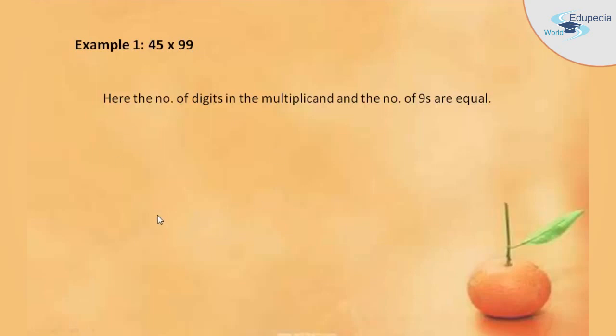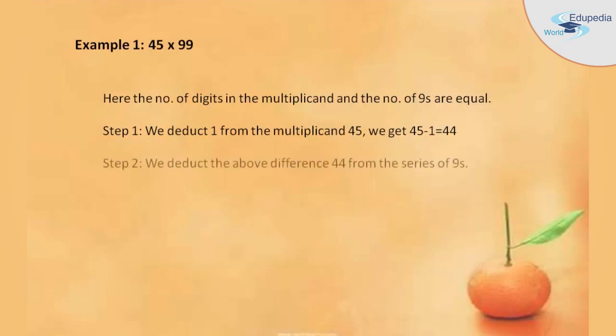Now coming to case number one shortcut, the step number one that we have to follow here is we have to deduct one from the multiplicand 45. If you deduct one from the multiplicand 45, you get 44. And step number two, what you have to do here is deduct the above difference that we have got from step number one from the series of nines, that is 99. Now if you subtract 44 from 99, you will get 55.